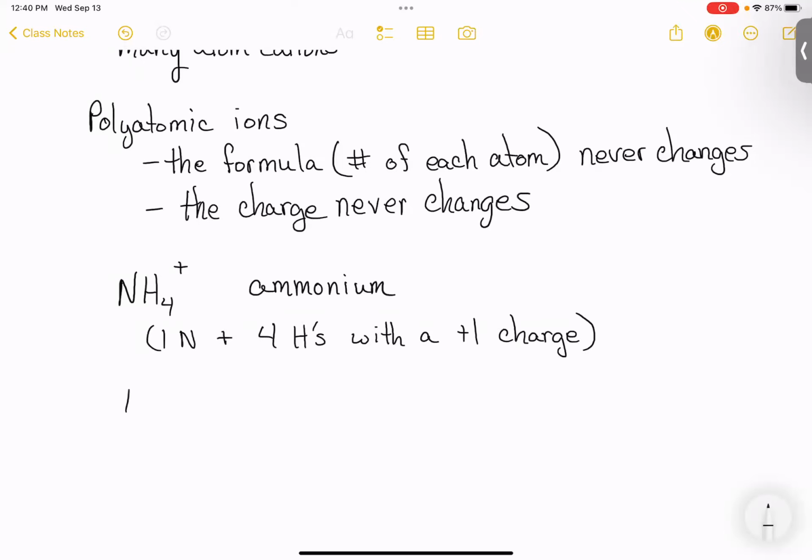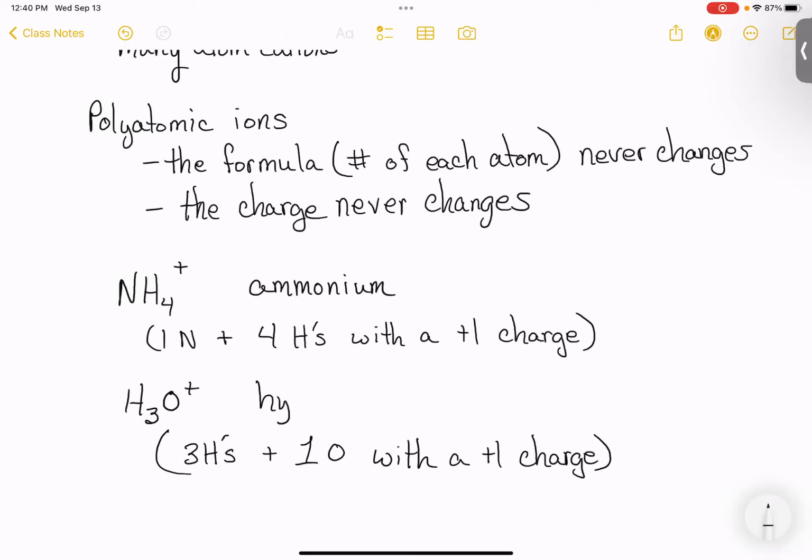The other polyatomic ion has 3 hydrogens and 1 oxygen, and carries with it a +1 charge. And this is called hydronium. And I do not care which class you are in. I know this one is in general chemistry for health sciences. It is also in college chemistry. You will see hydronium a lot. You will see ammonium in both.